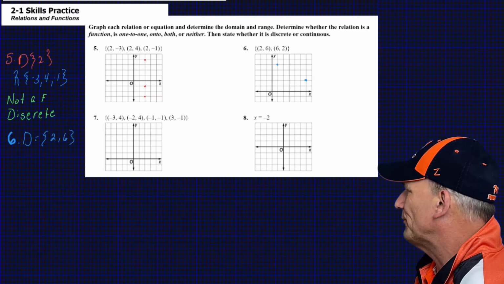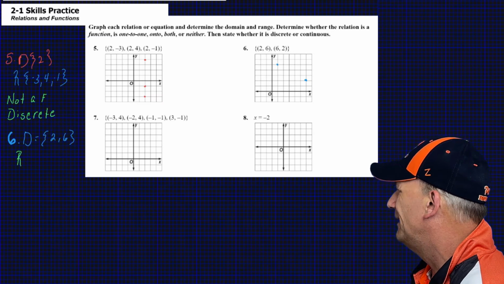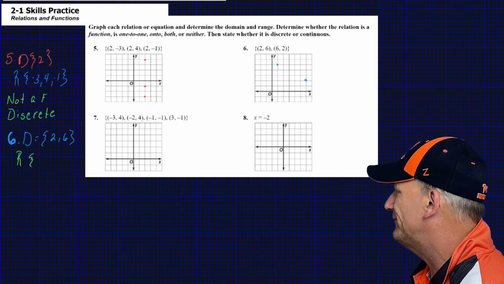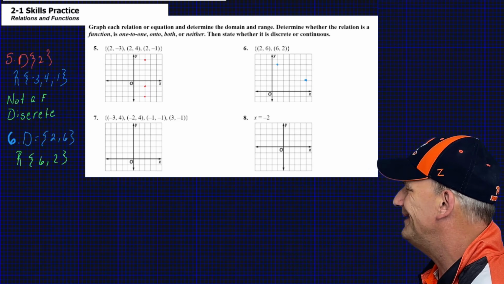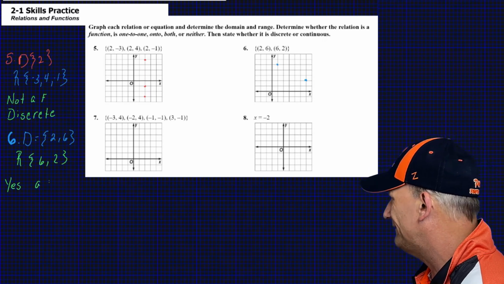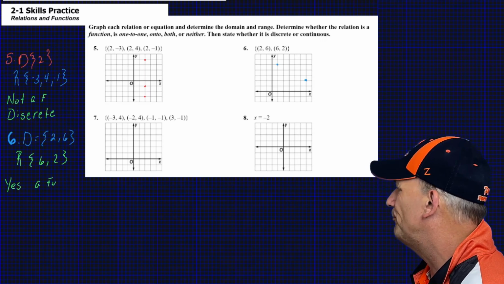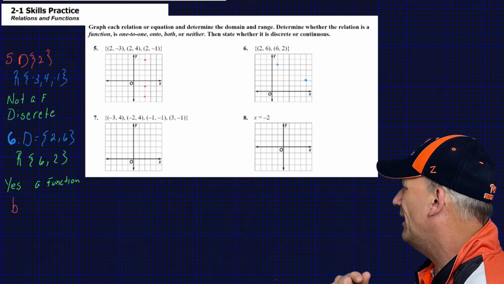Here, nothing really special here. You can see that the domain is 2 and 6, and the range is going to be 6 and 2. So we plot the points. You can see that it does not draw any kind of line. You know the answer is going to be discrete. Is it a function? Yes. What type of function? It is both. Okay? Onto and one-to-one.